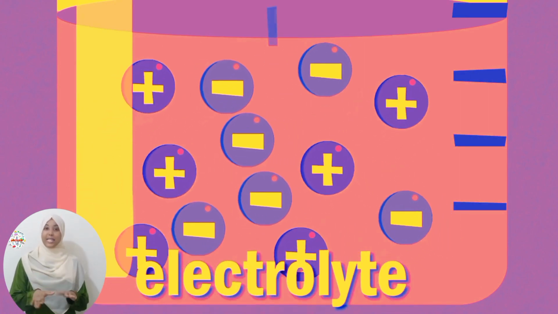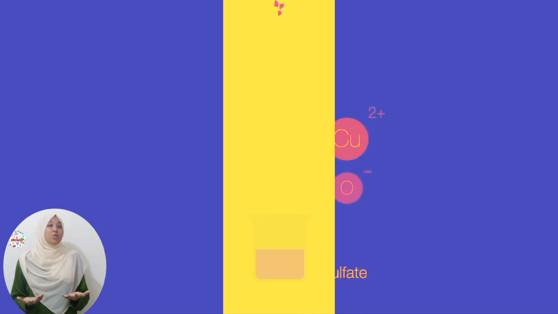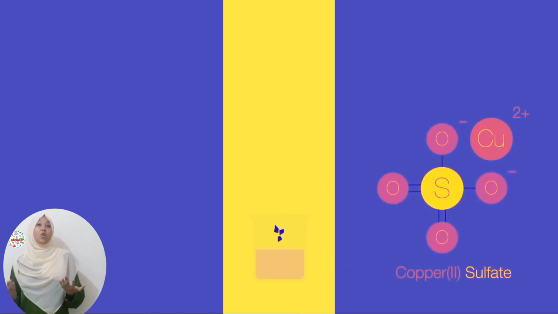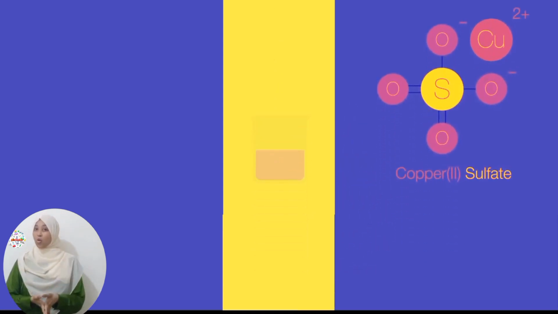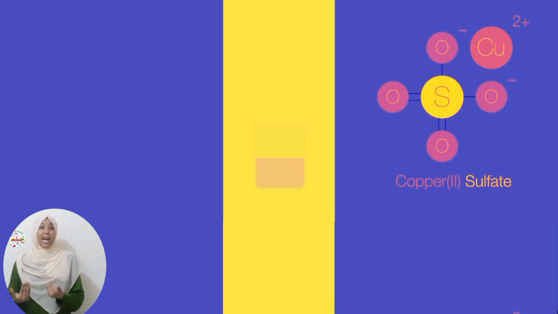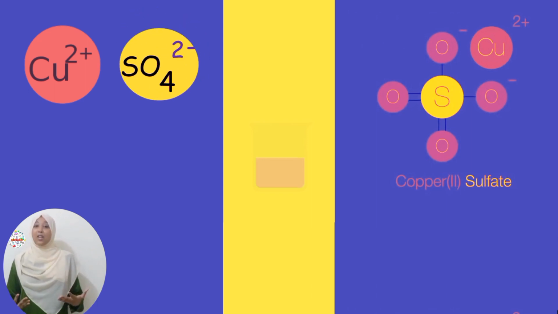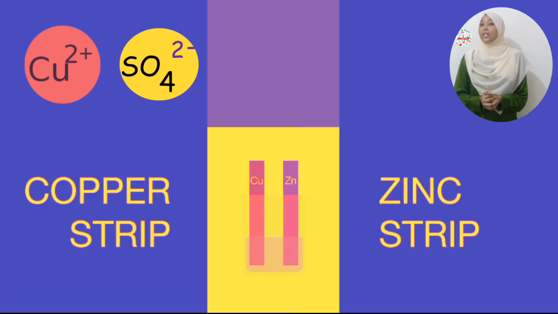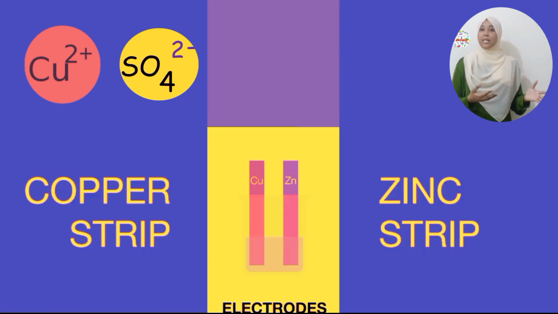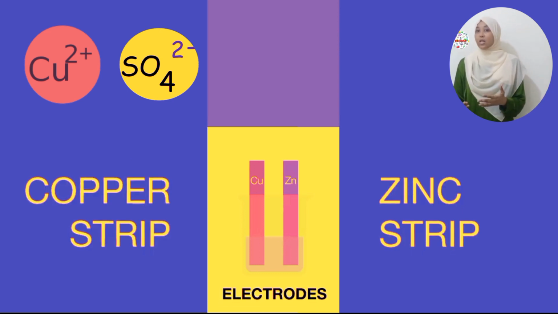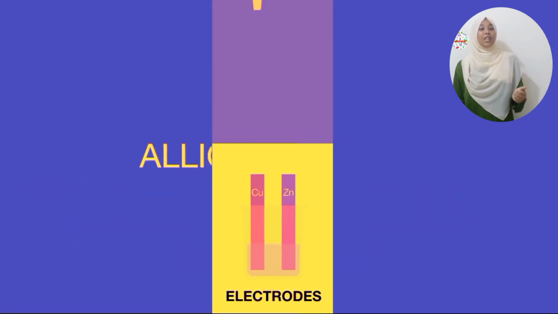So, if you have a setup such as this, and you use copper 2 sulfate. Copper 2 sulfate is an ionic compound. If you dissolve it in water, it forms copper 2 sulfate solution, which will have mobile ions, copper 2 ions and sulfate ions. Now, these ions are capable of conducting an electric current. So, if you have such a setup and you use strips of copper and zinc, these are going to serve as our electrodes. They are metals, so they are conductors of electricity.